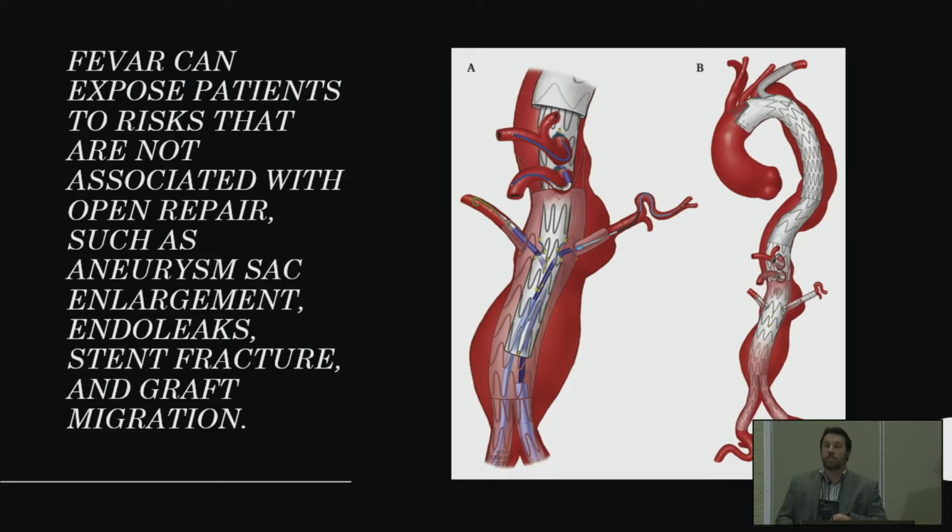So this is good technology, right? It's an important improvement that's been made, but there are some things that can happen. These can expose patients to risks that they wouldn't have with an open repair, such as aneurysm sac enlargement, endoleaks, stent fracture, and graft migration. And we're going to talk a little bit about the endoleaks especially.